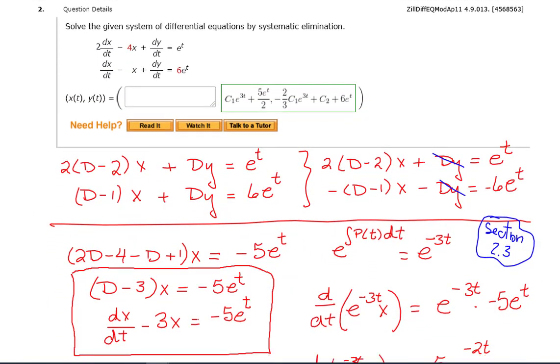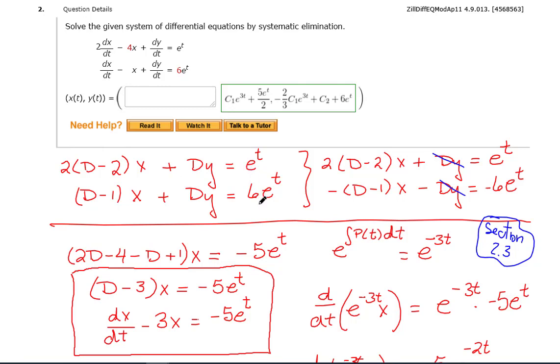All right, in question 2, we proceed the same way. All right, everything's already on the left-hand side. So 2D minus 2x, where did that come from? Well, 2 times this, minus 2 is from the minus 4. Dy is there. In the second one, let's see, this is D minus 1 x, Dy. All right, so I get my system of equations, messy right-hand side.